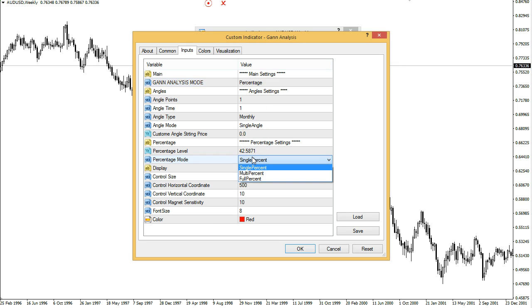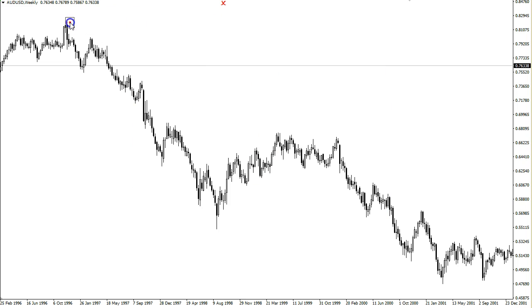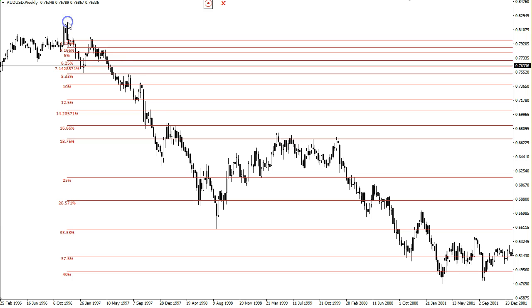To keep things simple, once you are studying the chart, no need to go through one percentage level by one percentage level. There is an option here called fall percent. Once you do that, you will have the majority of Gann percentages. So we can see that we start with 3.125, 4.166, and end at 100%.